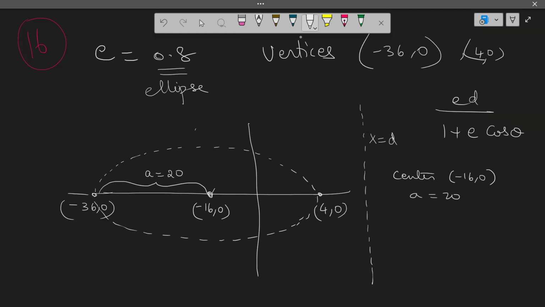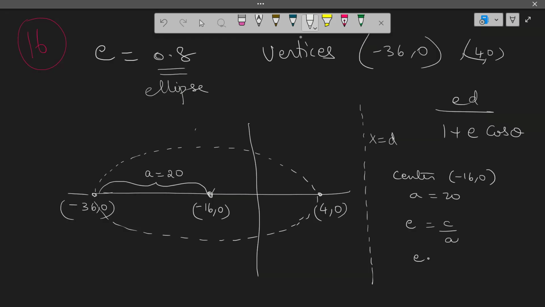How about the focus? In order to find the focus, we can use the eccentricity. We probably know that E is equal to C by A. What can we find from that? We can find C, which is the focus distance. Yes, perfect. So let's do that.